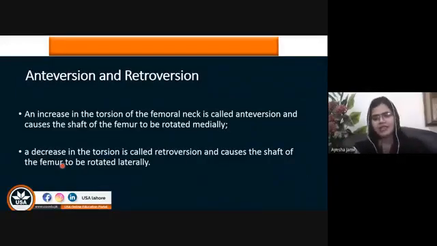The normal angle is around 15 degrees. If the angle is greater than 15 degrees, the condition is known as anteversion. When there is anteversion, the femoral condyles will be rotated medially. If the angle is less than 15 degrees, the condyles of the femur will move laterally, and this condition is known as retroversion. So, retroversion again affects the length of the muscle.